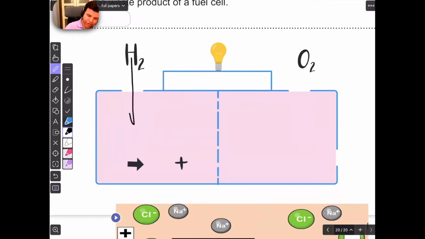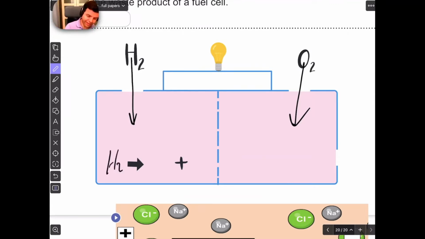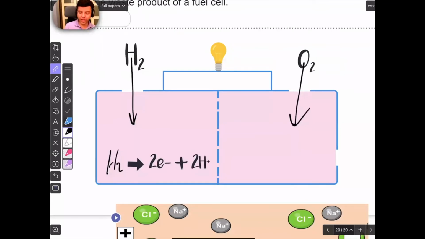We pump hydrogen, we pump oxygen, all right? What would happen to the hydrogen inside that fuel cell? Exactly the same thing that happened to zinc. Remember what happened to zinc? Hydrogen here gets oxidized into what? Into hydrogen ions. What would these hydrogen ions do?